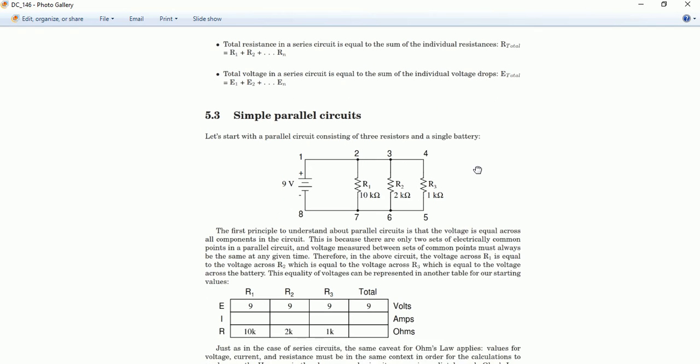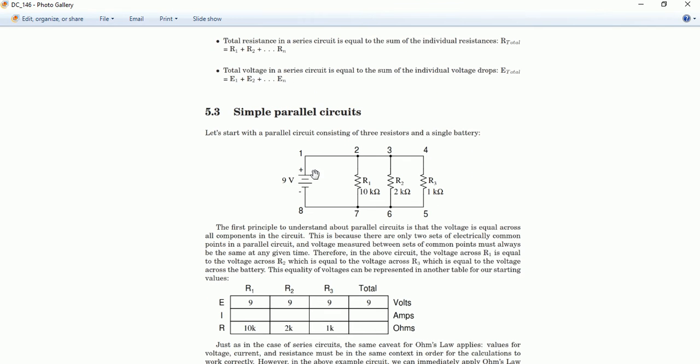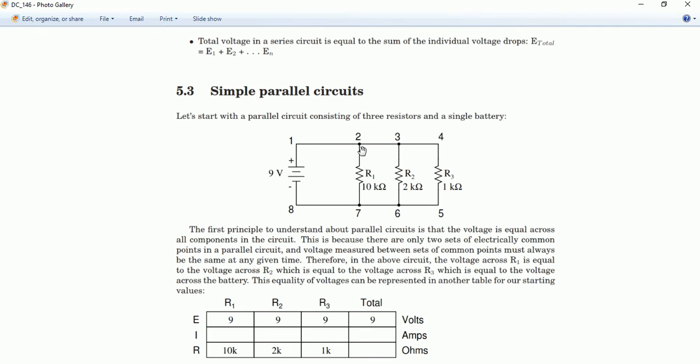Now we will discuss simple parallel circuits. In parallel circuits, we see that we have the same voltage across each resistance because all these points are common, but the current in each branch is different. Here we have the total current, and in R1, R2, R3 we will have currents I1, I2, I3, and the sum of these currents will be equal to the current IT here.